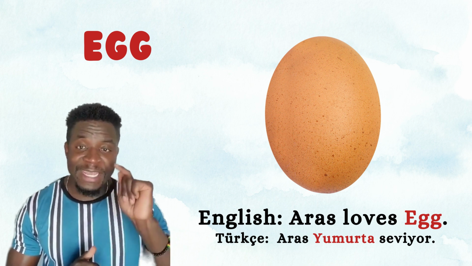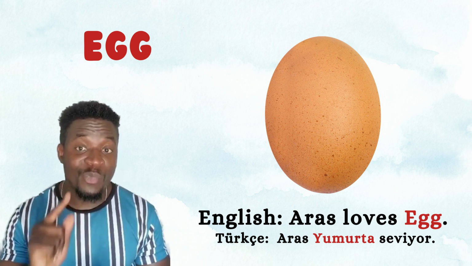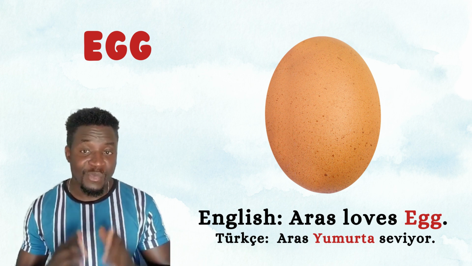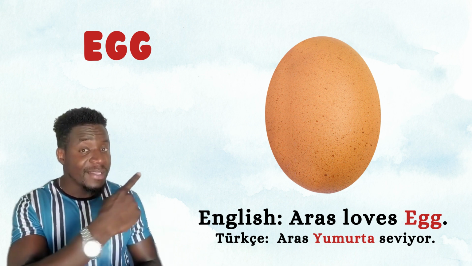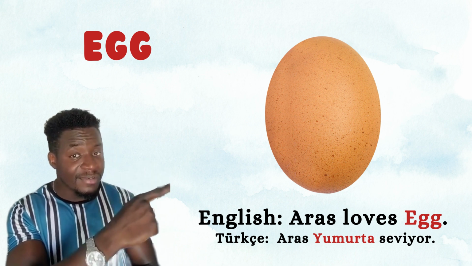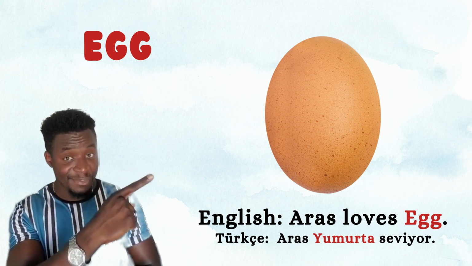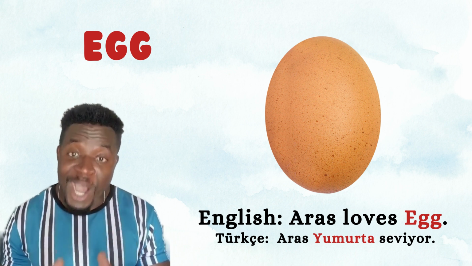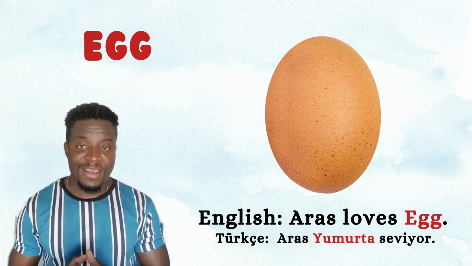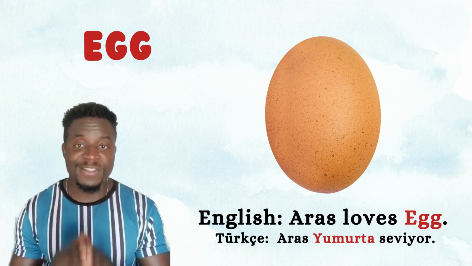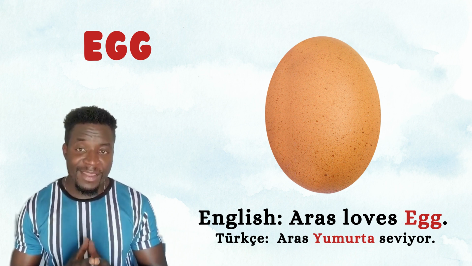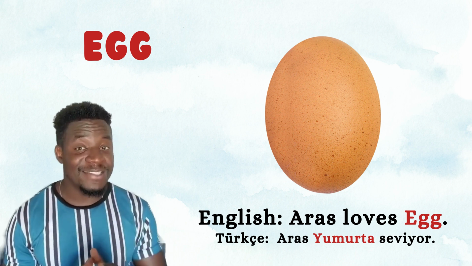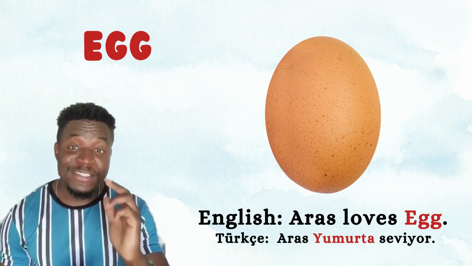Now, I want you to do something. Think about an example sentence with the word egg. Just think about it. One sentence could be this one. Yes, you see it right. Aras loves egg. Okay? In the Turkish language, it is Aras yumurta seviyor.